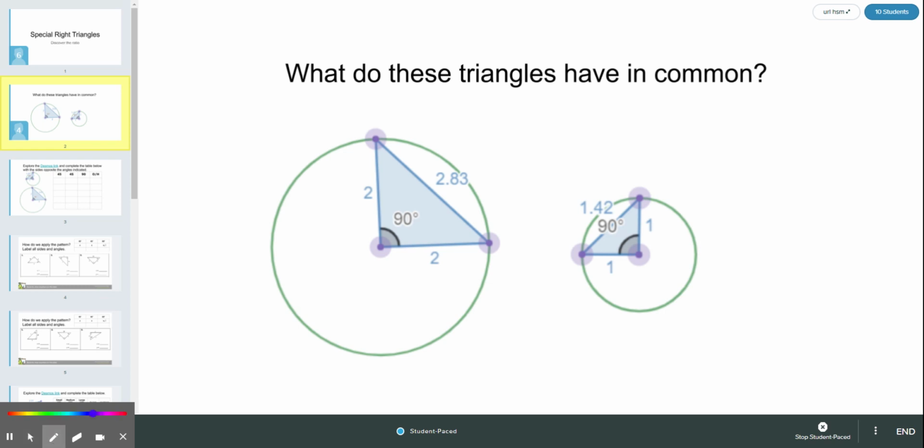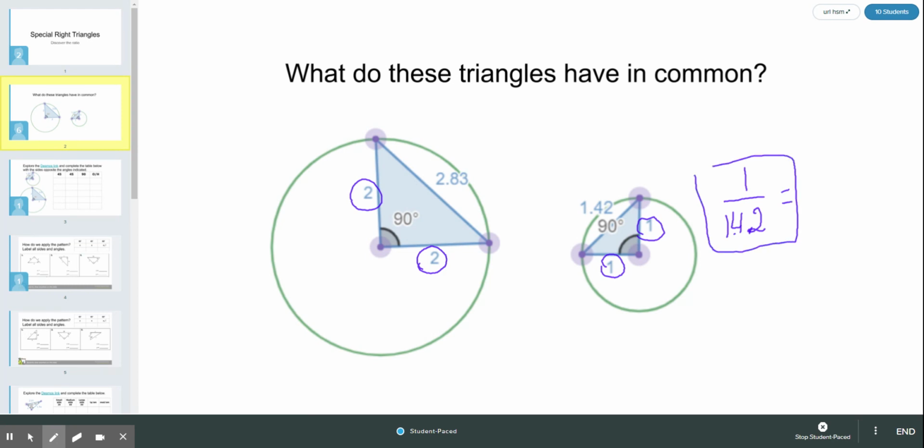So we know they're isosceles because these two sides are exactly the same, and these two sides are exactly the same. But there's a relationship with the ratio. If I do 1 divided by 1.42, what is 1 divided by 1.42? Anybody? What do you get when you do 1 divided by 1.42?